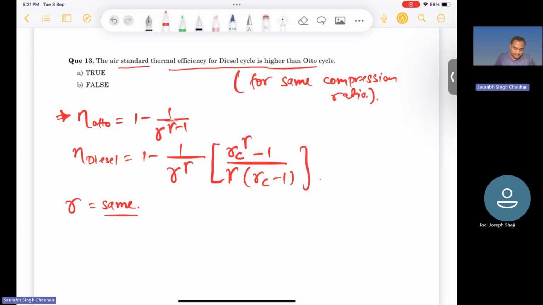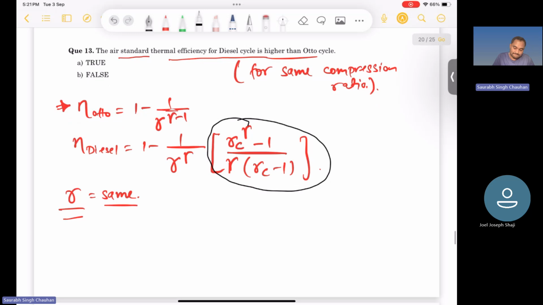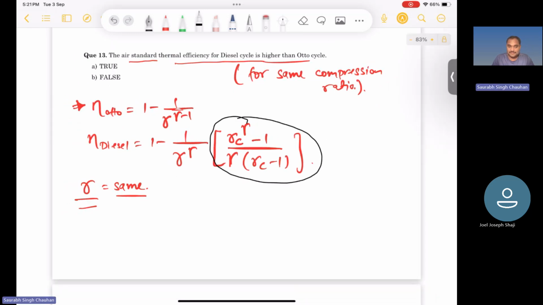Now we have to compare this eta for Otto and diesel. So in diesel, this term is an extra term, and you have to tell whether this term is more than one or less than one. If this term is more than one, then you are removing something extra from the efficiency, so the efficiency of the diesel engine will be less as compared to the efficiency of the Otto cycle for the same compression ratio. If it is less than one, then it will be more.